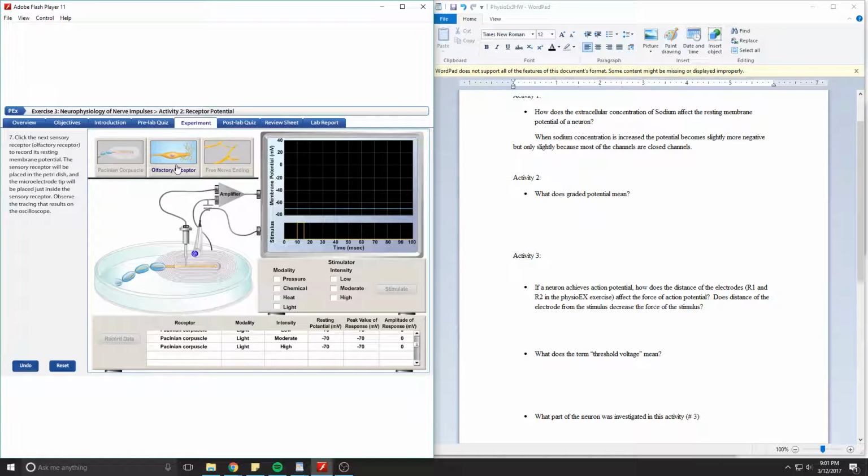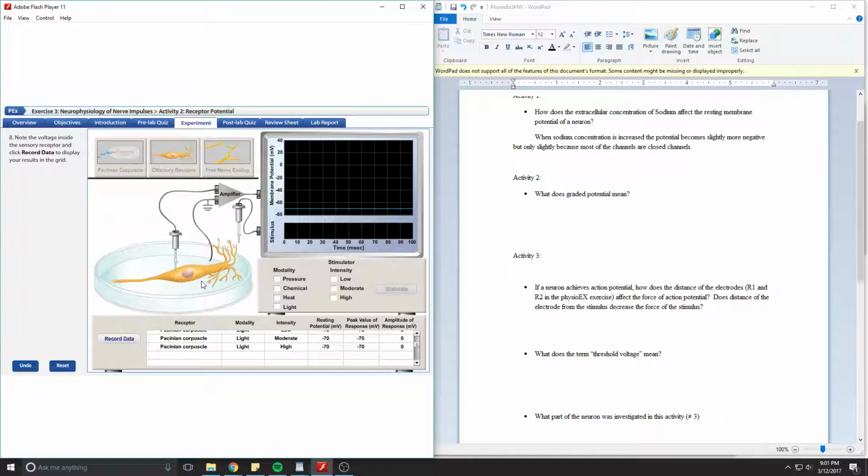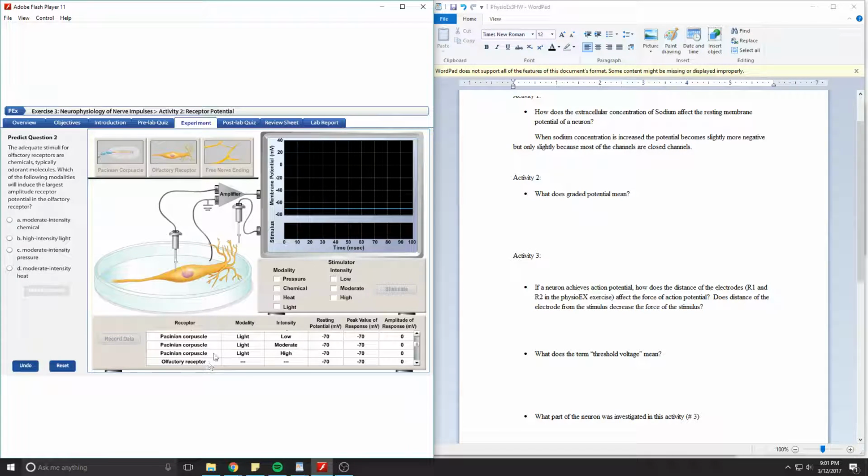Alright. So now we're going to click this one. Okay. So that's what we're doing. We're trying to find out which things sense what. What does graded potential mean? That's the question we're supposed to get from this? I don't even know. Alright, note the voltage inside the sensory receptor and click record. So right now it's at -70.